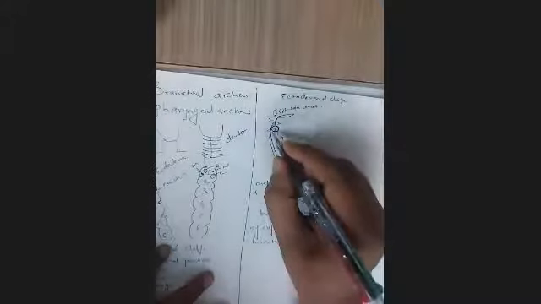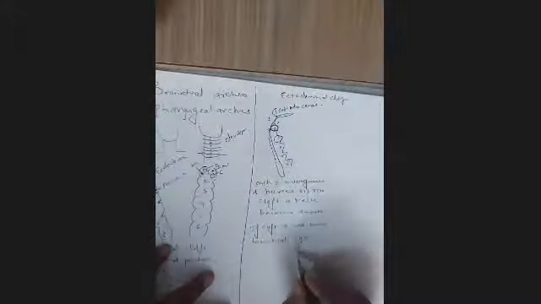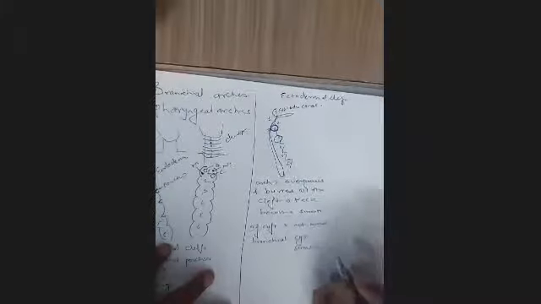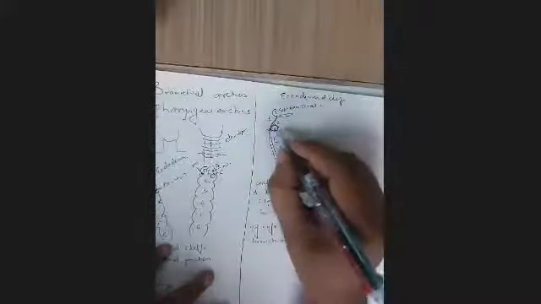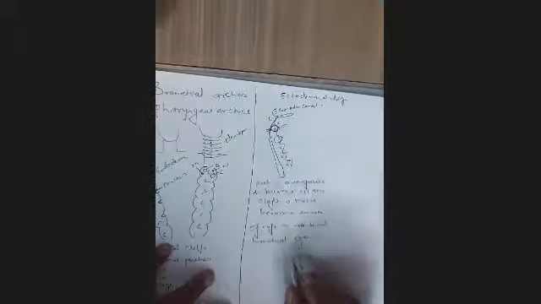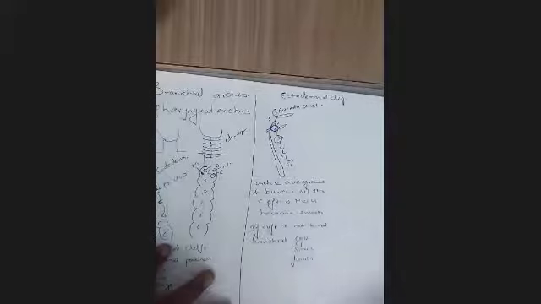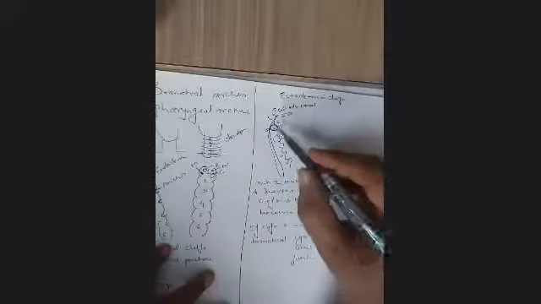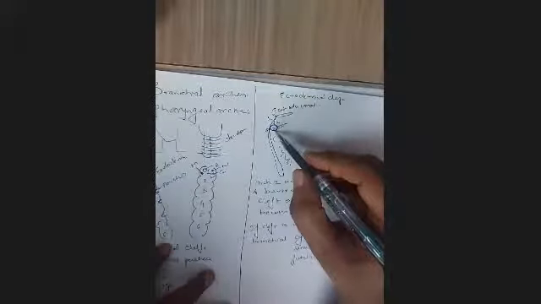That cyst may open to the exterior, and then it is called a branchial sinus. If it opens to the exterior and also inside into the pharynx, it is called a branchial fistula. So what is a branchial cyst? It is one of the ectodermal clefts which persists.